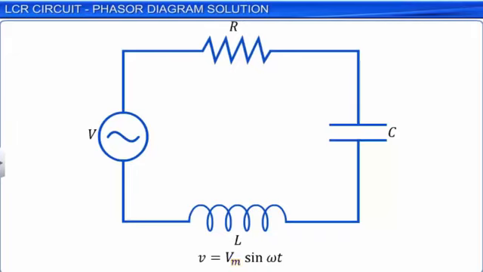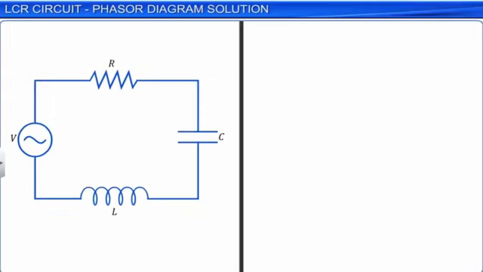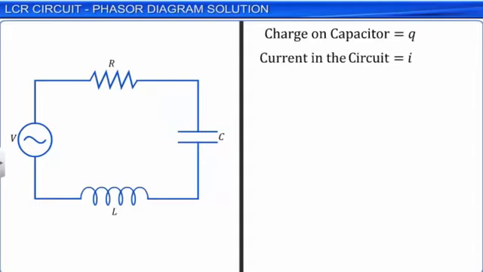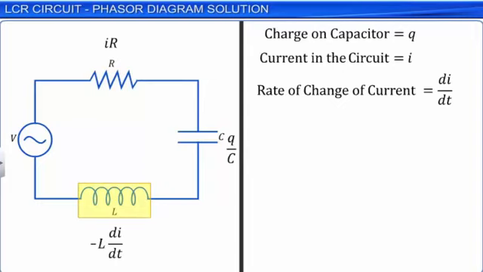In the circuit, we see that the applied AC voltage V is the instantaneous voltage across the circuit. At any instant, the charge on the capacitor is Q, the current in the circuit is I, and dI by dt represents the rate of change of current in the circuit. Instantaneous voltage across the capacitor is equal to Q by C. The voltage across the resistor is IR, and the induced EMF across the inductor is minus L dI by dt. The negative sign here denotes the direction of the induced current through the conductor according to Lenz's law.